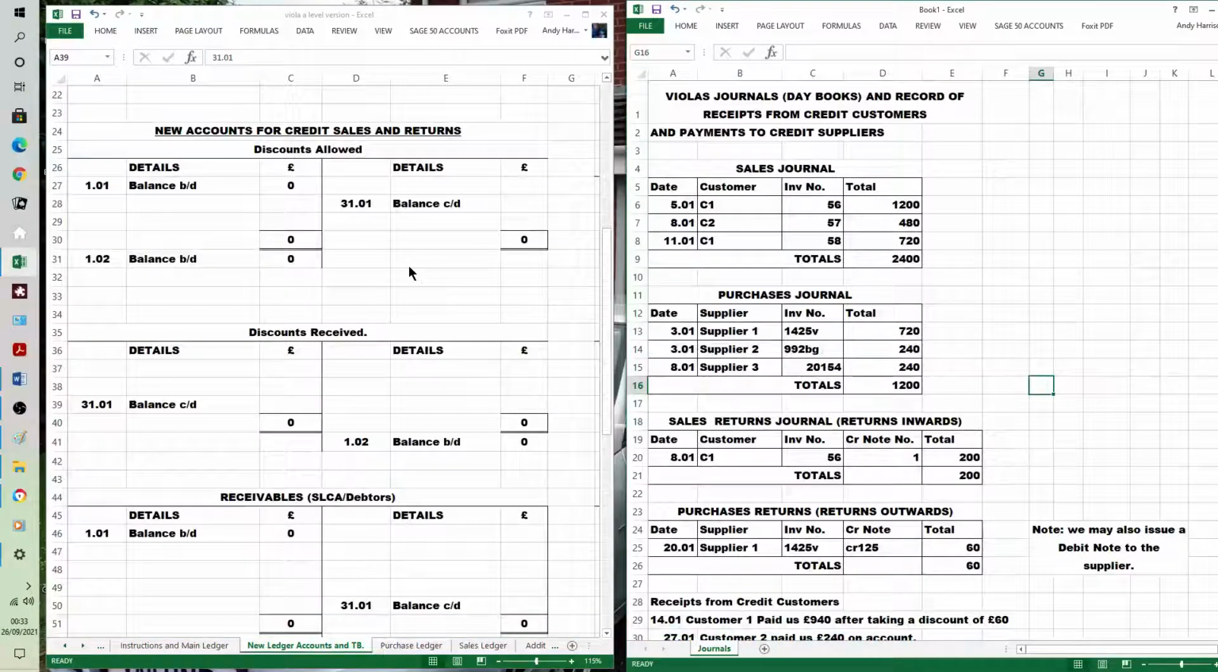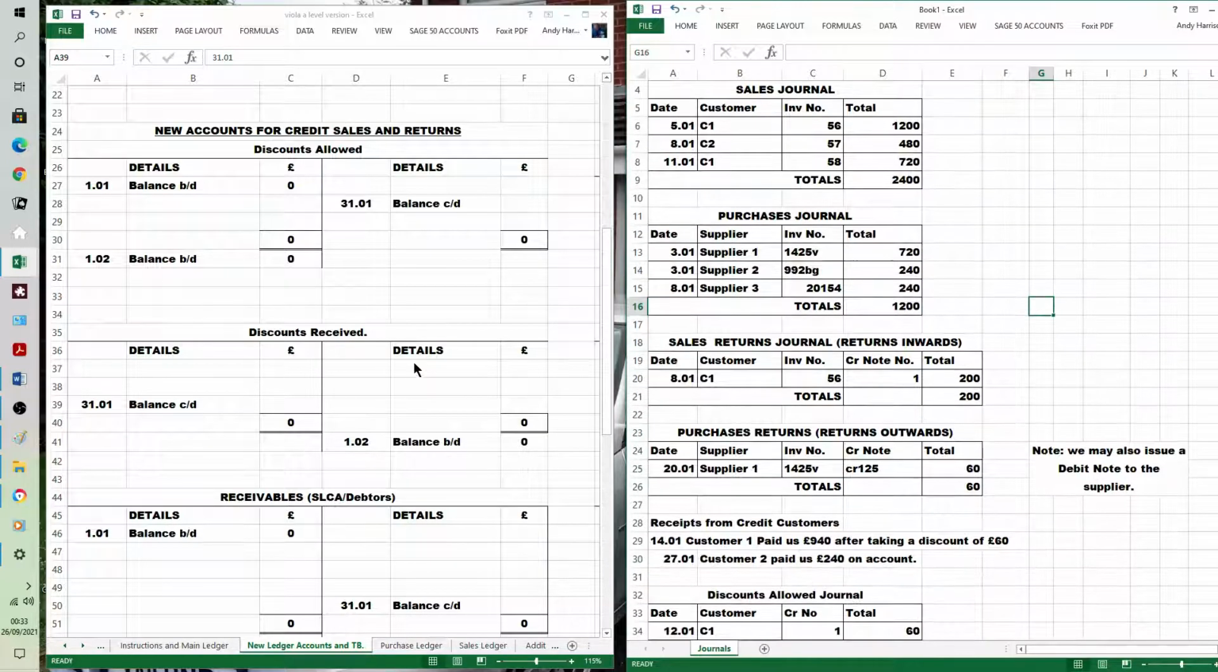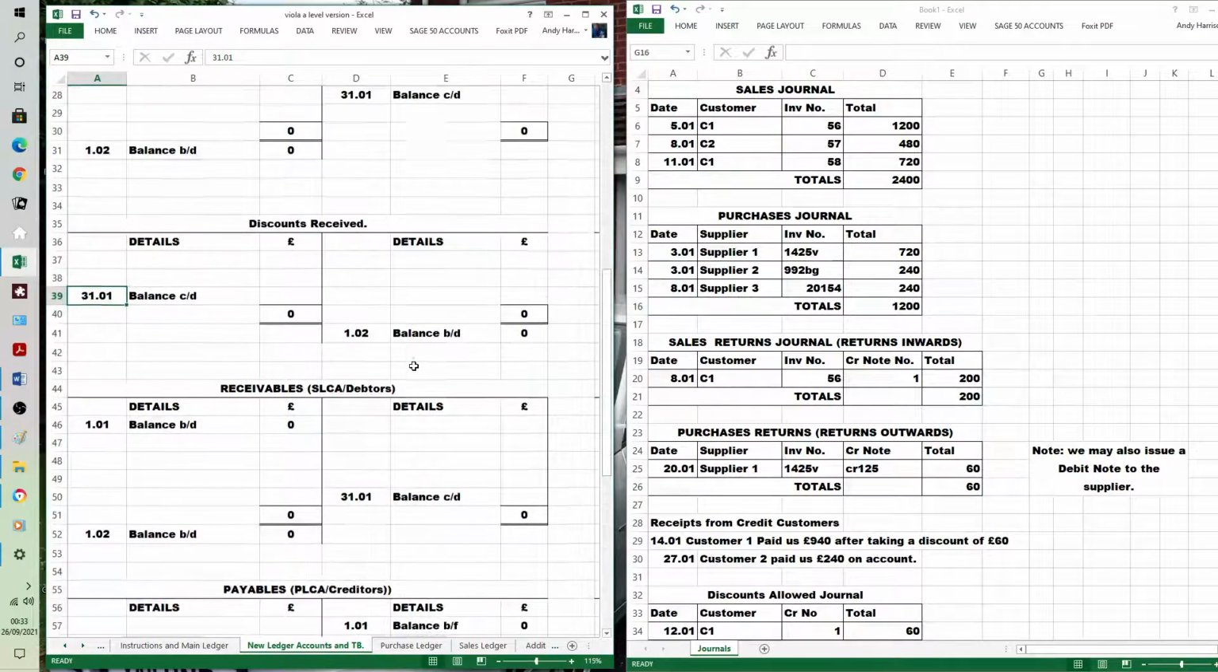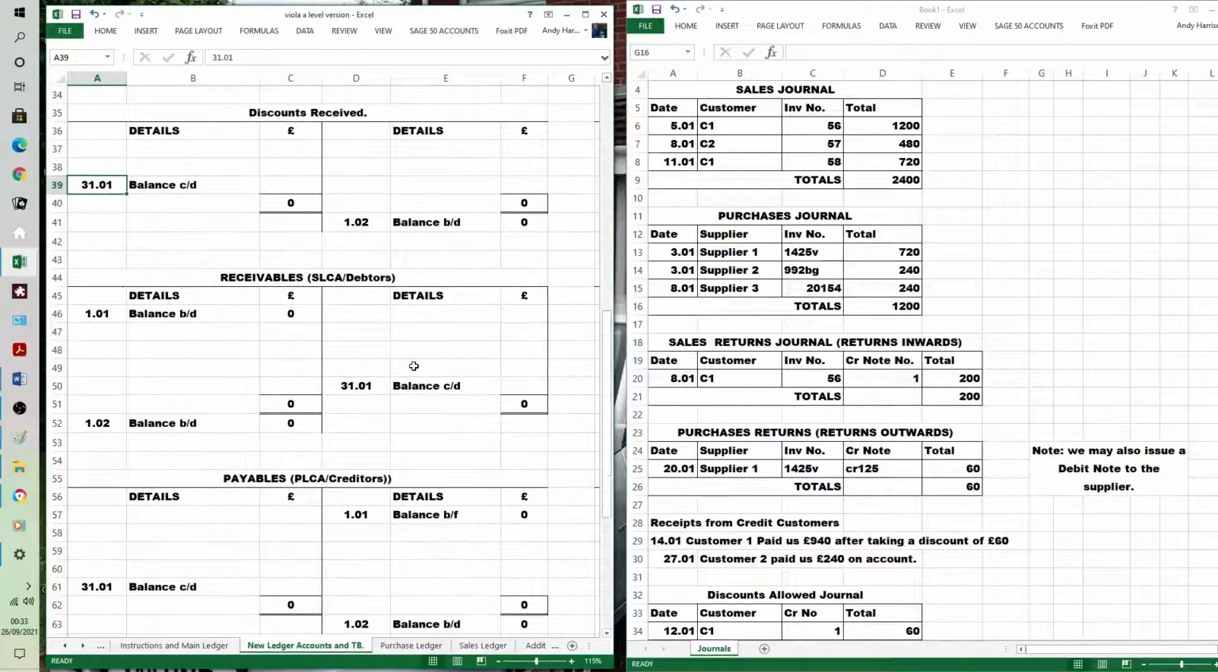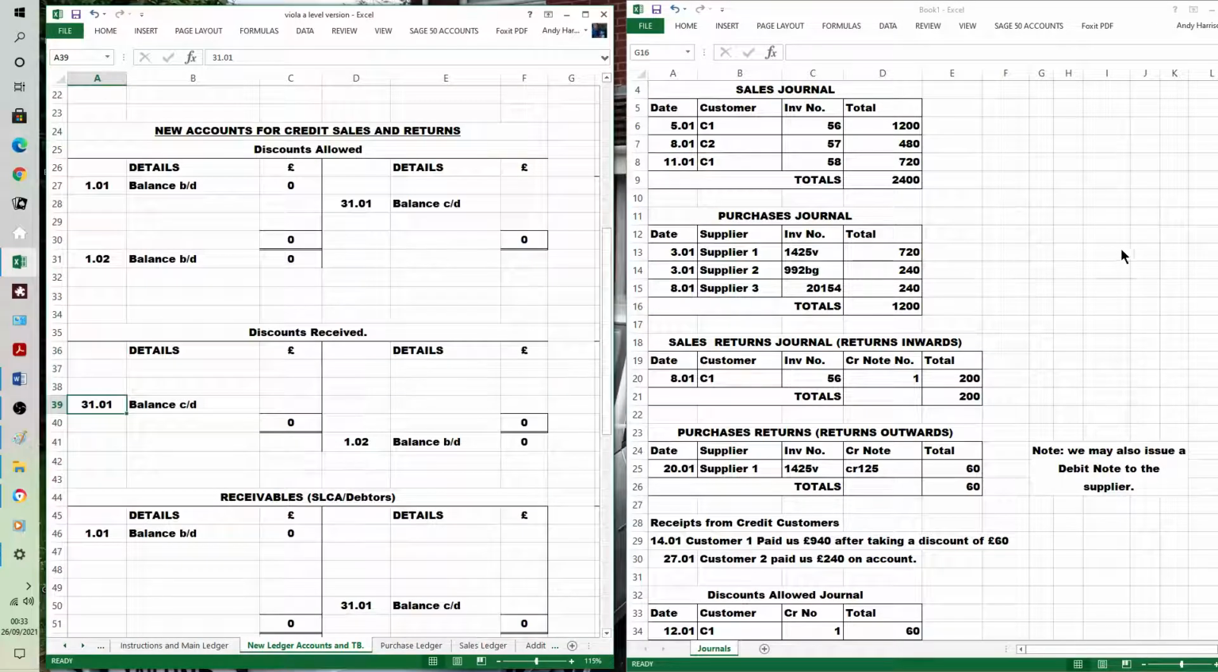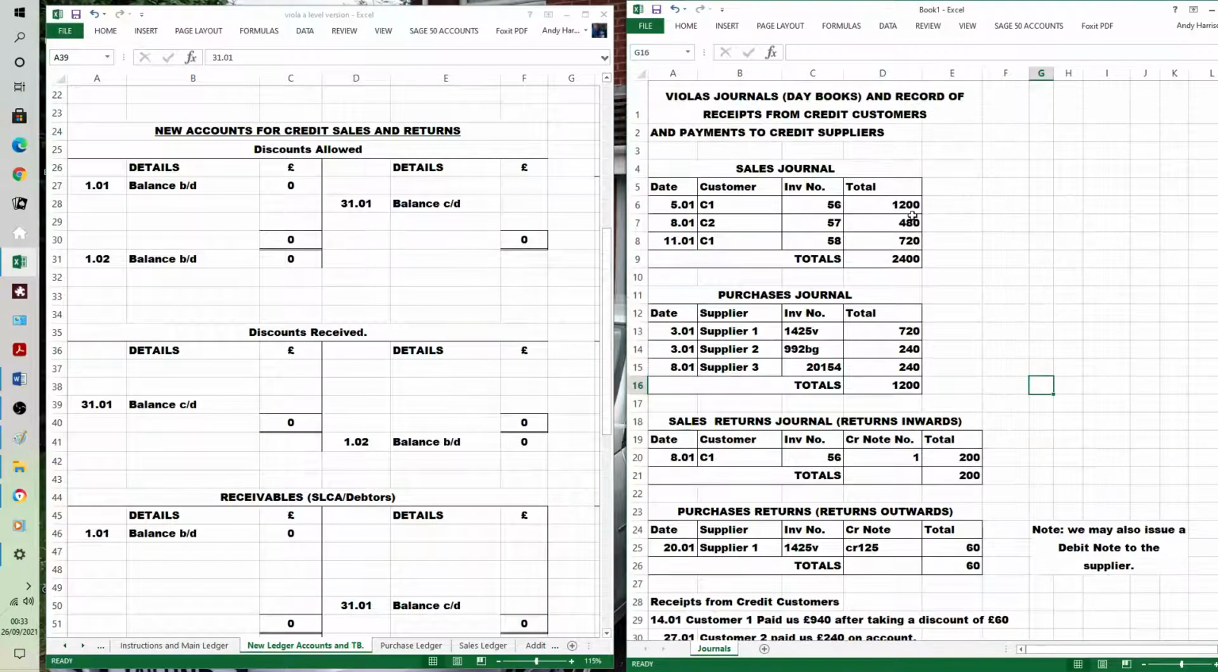So these are our new accounts: discounts received, receivables and payables. They've all got zero balances, of course, because these are the first credit transactions that Viola has done. So a sales journal would have 3 columns if VAT was involved. It would be net going into sales and the VAT into the VAT account, and the total though into the control account. So we better start posting it.